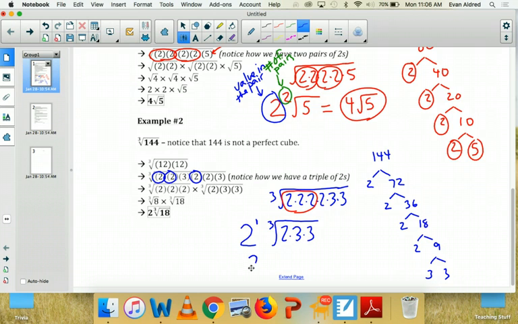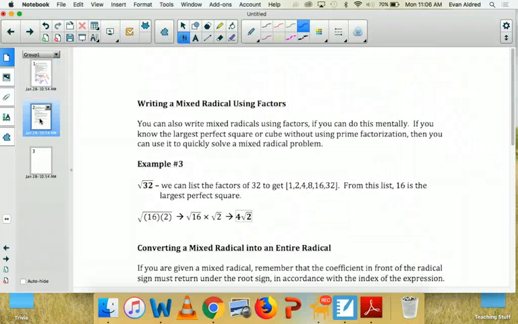Well, 2 to the power of 1 is just 2. And then 2 times 3 is 18. So there are two ways that you can solve these problems using prime factorization, and both will get you to the same place, which is nice.